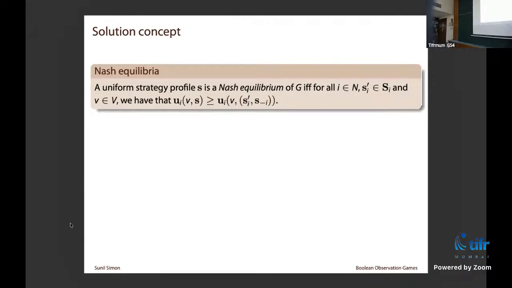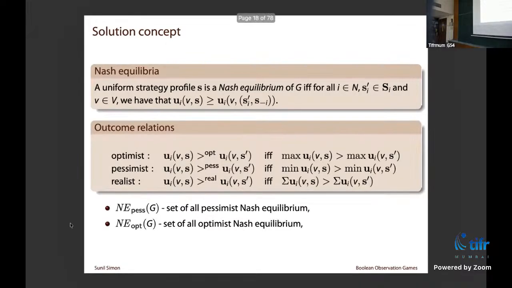Right, so the definition of Nash equilibrium remains the same, except that you need to somehow define this operator here. Right? So there are various possibilities. For this purpose we just pick two simple notions of comparison. One option is that you just look at the max value of this vector. If the max is better in S than in S prime, then you say that the utility is better, right?